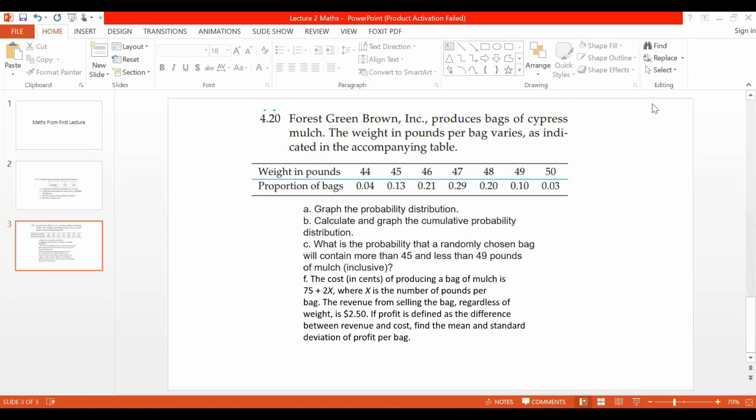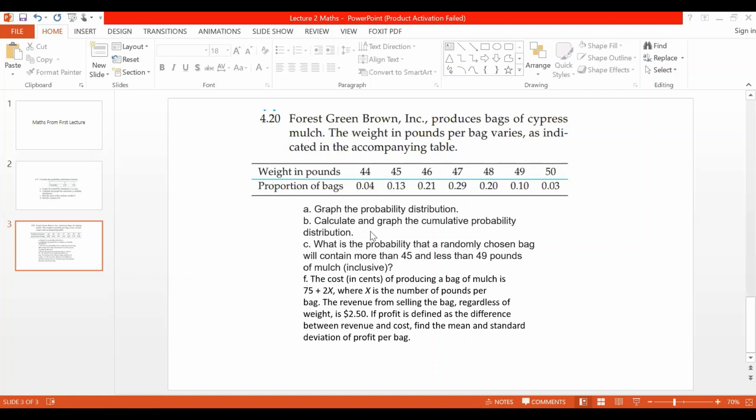So we have a table given where we have weights in pounds and we also have proportion of bags. So weight in pounds is my x and proportion of bags will be my probability of x. So I have 44, 45, 46, 47, 48, 49, 50. These are my x's and I have probabilities against each of the x's. Now the first question says graph the probability distribution. I will not graph it, you will do it on your own.